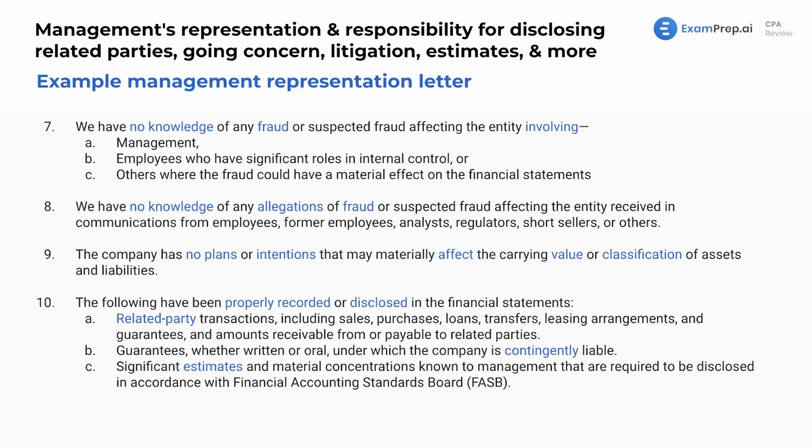Continuing on, having a good time reading what the AICPA has written for us. We have no knowledge of any fraud involving management, the employees, or others where there's a material effect. Right? This includes, okay, let's say, yeah, we have a bunch of cashiers committing fraud, but let's say altogether that fraud constitutes a material misstatement. So that would be included here, taking responsibility for no knowledge of that. We have no knowledge of allegations or fraud affecting the entity received in communications. So just, again, kind of just a nice catch-all there.